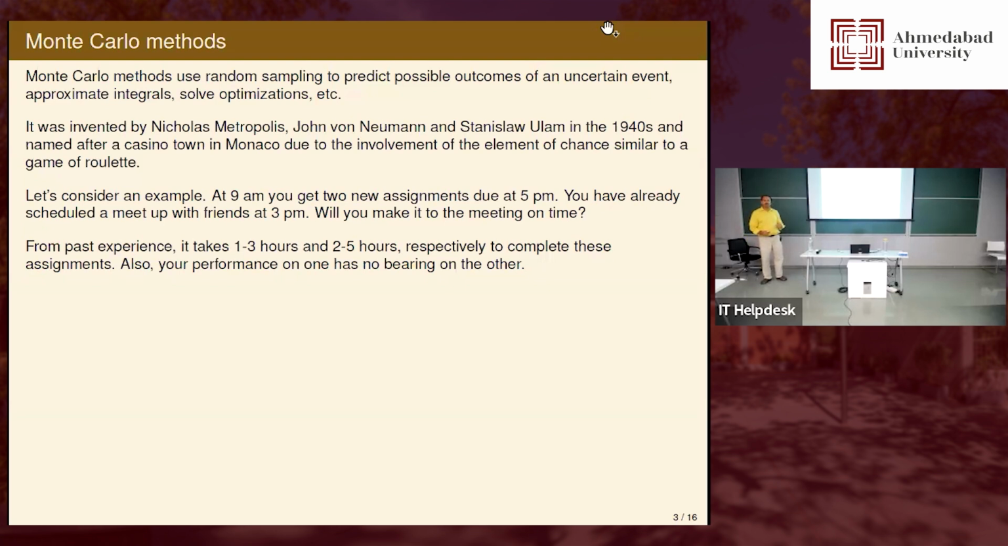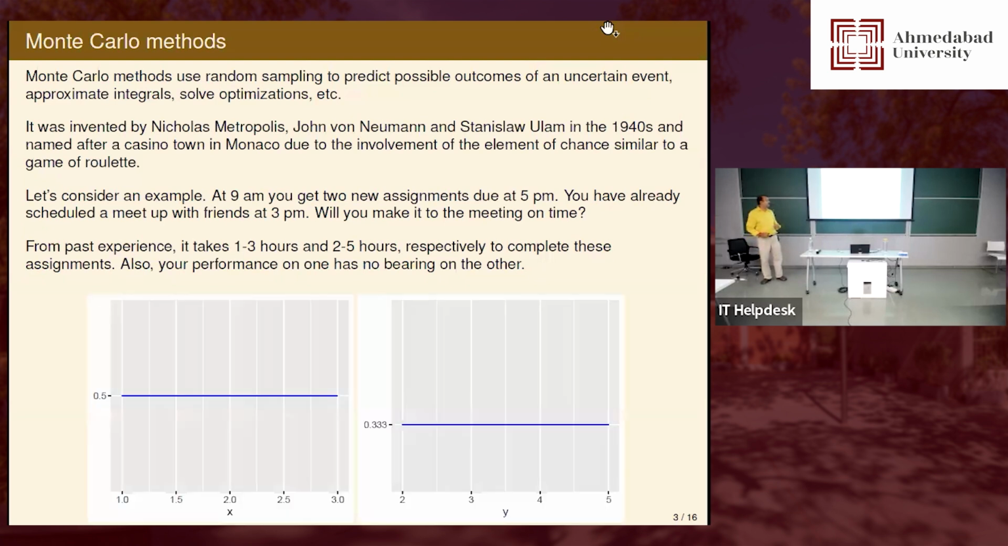Okay, so I'm going to give you a Monte Carlo solution to this problem. Here I have a simple figure. You can see X and Y, the two variables. X is the time it takes to finish the first assignment. Y is the time it takes to finish the second assignment. The assumption I made is that X generally takes a value between 1 to 3. Y takes a value between 2 to 5. But I don't know exactly what the value of X is.